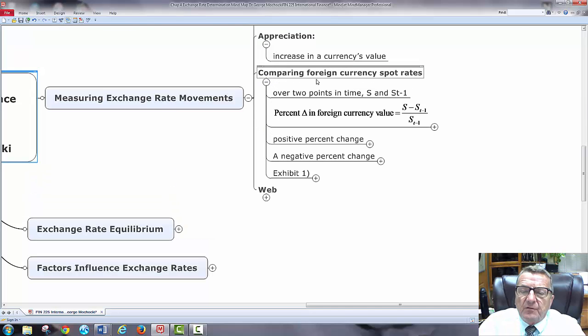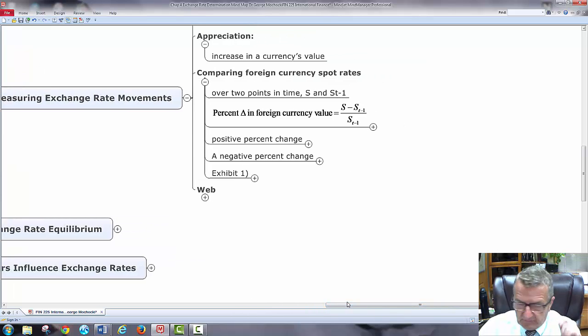Now, comparing foreign currency spot rates. We talked about spot rates in the last chapter. So just remember, that's when I'm buying it right now. It's very liquid, and the only thing is, for spots, for liquidity, I have to have a lot of buyers and sellers. Otherwise, if I have only one or the other, it's not very liquid because no one will be able to buy it or no one will be able to sell the currency.